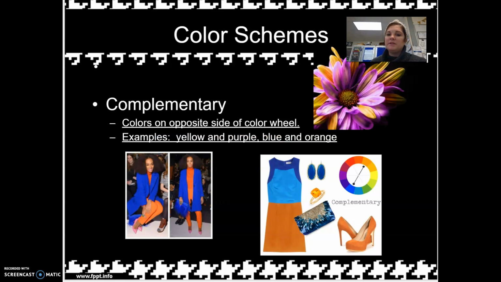Then we have complementary, and complementary are colors on the opposite side of the color wheel. So as you can see in the lower right hand photo, they're directly across from each other. Okay, so example could be yellow, purple, violet, blue, orange. Let's see, green, red. Both of the examples here happen to be blue and orange, except for the flower. That one is purple and yellow. But those are examples for you to take a look at.